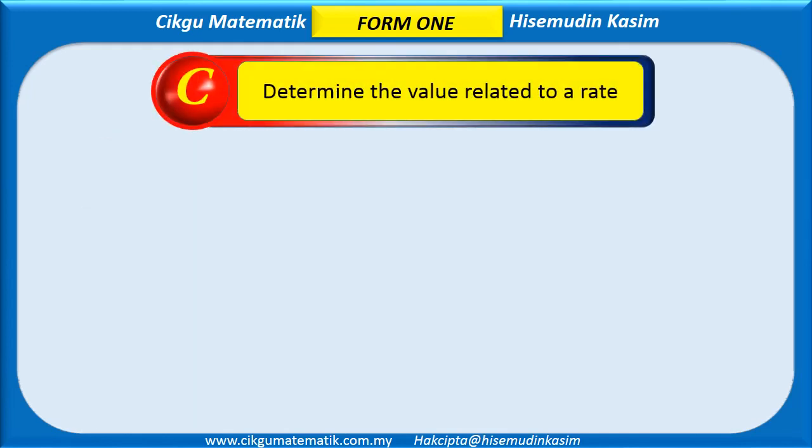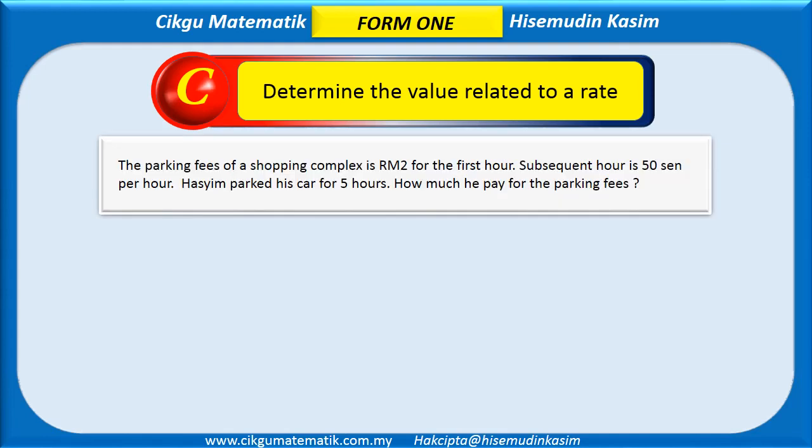C. Determine the value related to a rate. The parking fees of a shopping complex is 2 ringgit for the first hour. Subsequent hour is 50 cents per hour. Hashim parked his car for 5 hours. How much did he pay for the parking fees?